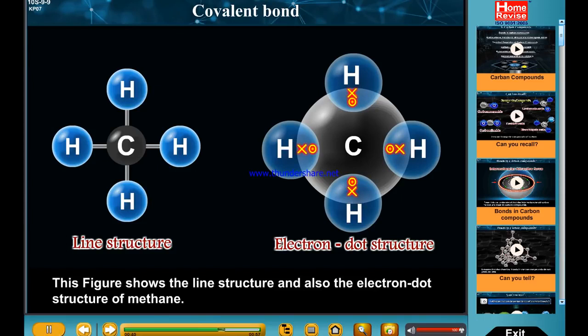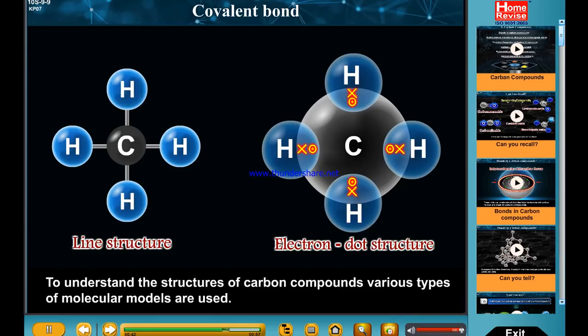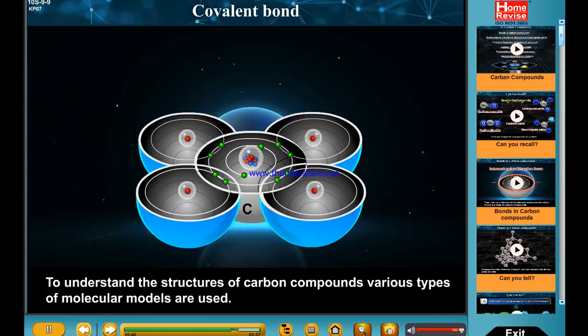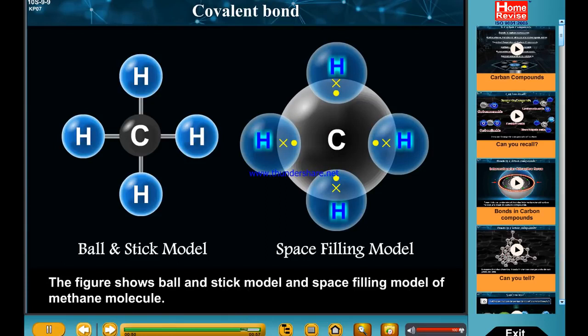Do you know? To understand the structures of carbon compounds, various types of molecular models are used. The figure shows ball and stick model and space-filling model of methane molecule.